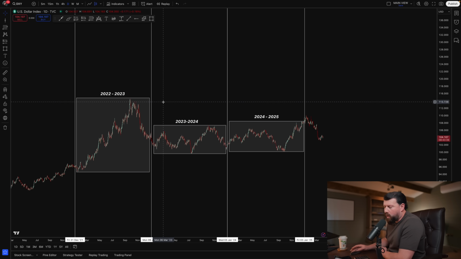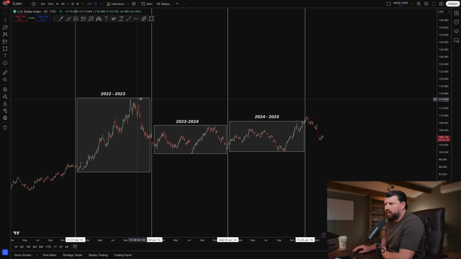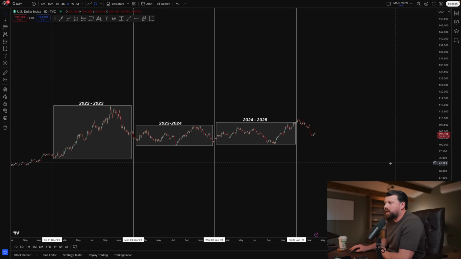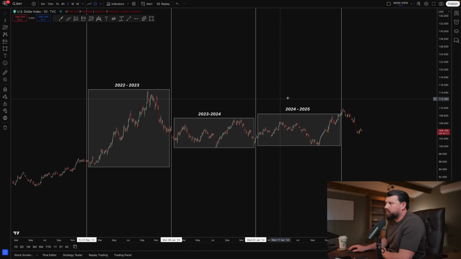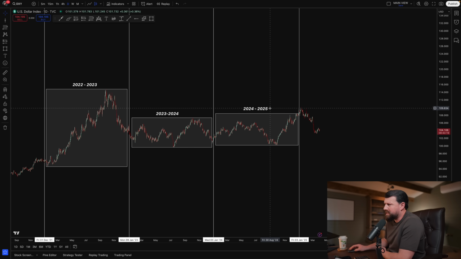So here I have the DXY. I've mentioned on the channel before about different market cycles and how you can use the DXY to your advantage if you're trading EUR/USD or dollar cross pairs. But I want to give you this bigger overview. Right now I'm on a daily time frame, and you can see I've marked 2022 to 2023, 2023 to 2024, and then 2024 to essentially present. I've just mapped out year to year.